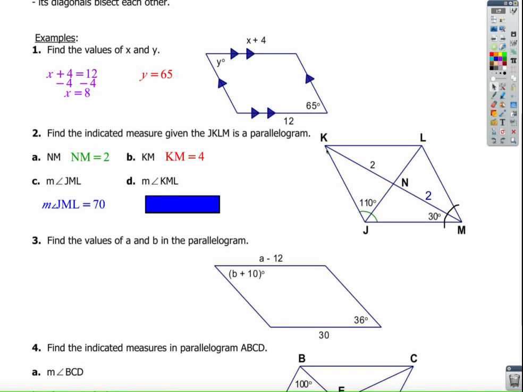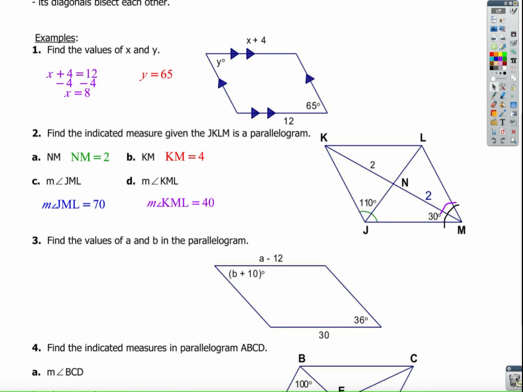Now they're asking for KML, or the little piece of the angle here. So for KML, I'm looking for just that little piece. Well, if I know that JML, or the whole angle, is 70, and I know that this little piece is 30, the rest of that angle must equal 40.